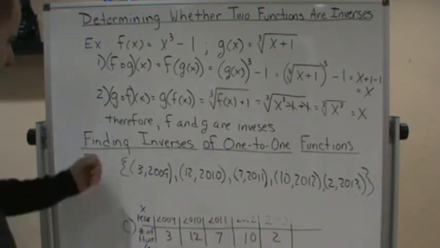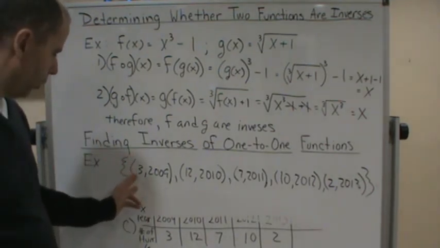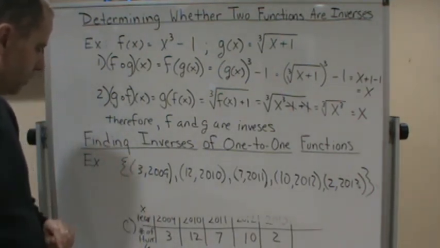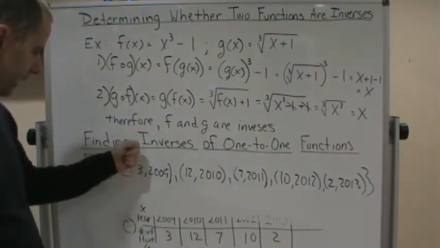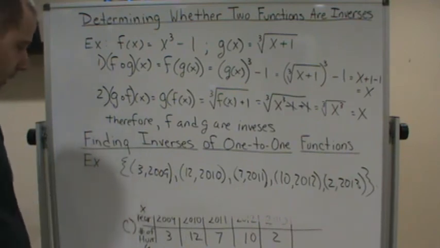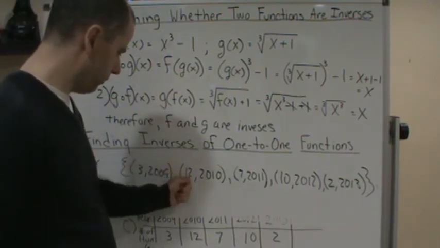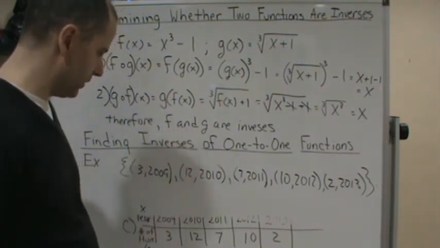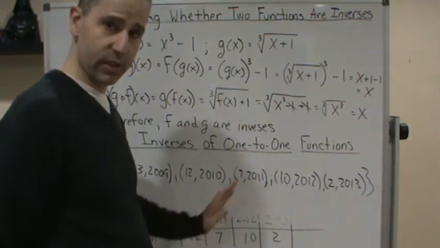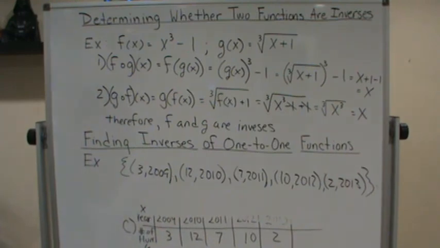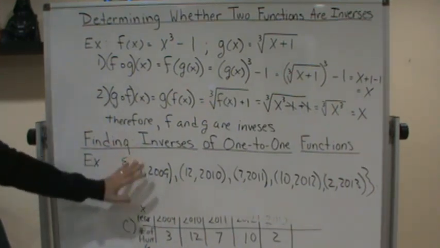In other words, when we had three hurricanes, that was in 2009. When we had 12 hurricanes, that happened in 2010. We had 7 hurricanes in 2011. So you see how they're just mapped to each other? And that's it. So these are examples of how we would find an inverse.